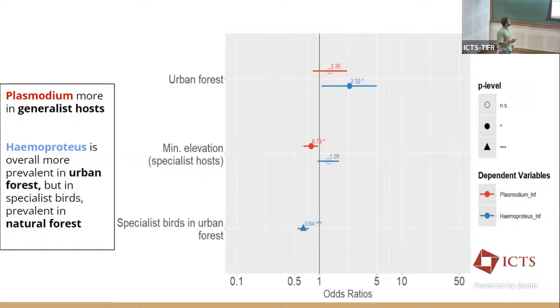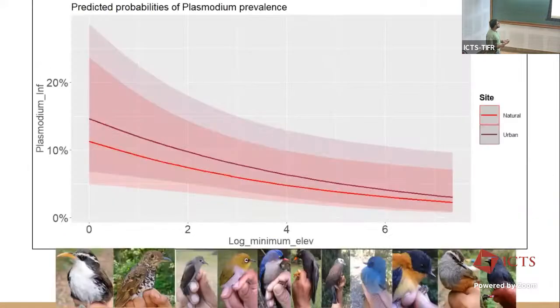But Hemoproteus does show that it is more common in natural forest than in urban forest, because here the estimate is on the other side. The odds ratio is more than 1, so the odds of urban forest to natural forest are more than 1. That means natural forest has higher infection, right? And then there is an interaction. The best way to look at it is this: look at the Plasmodium prevalence, whether it's in a natural or urban site.